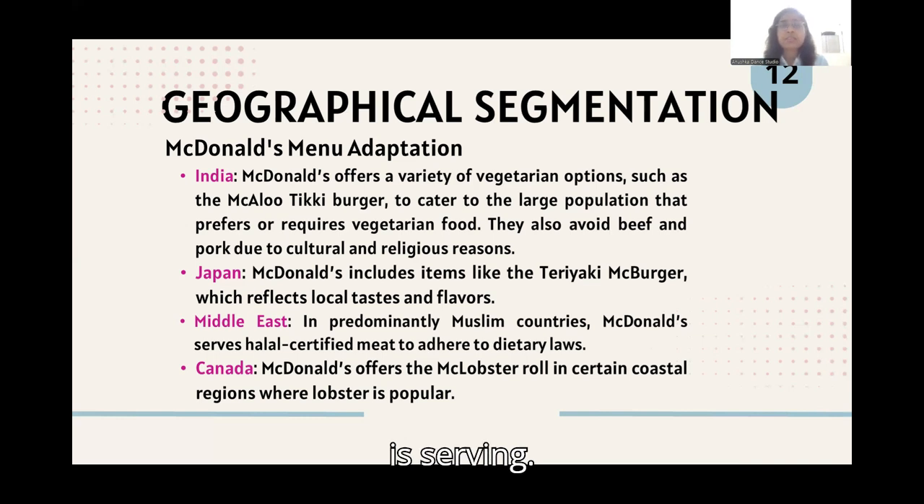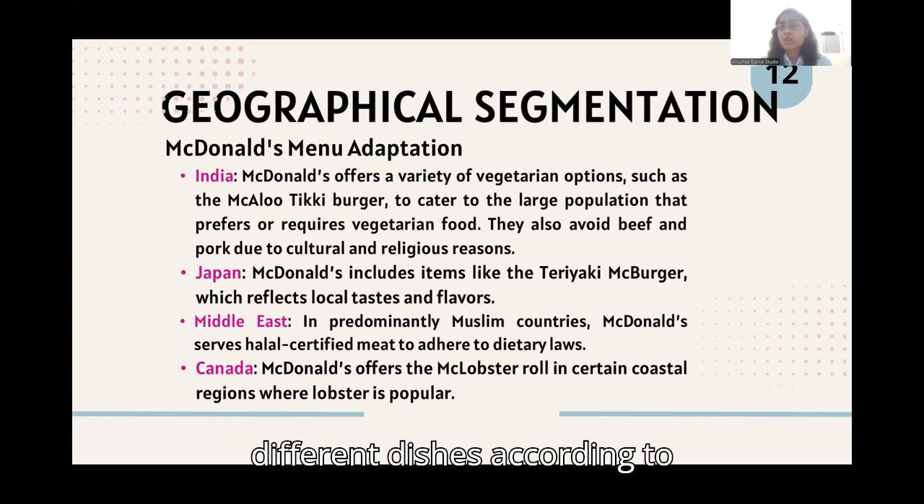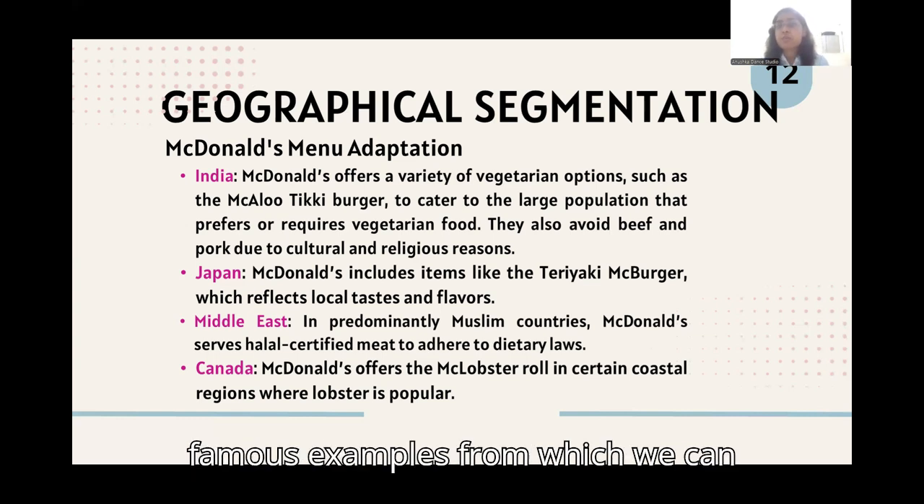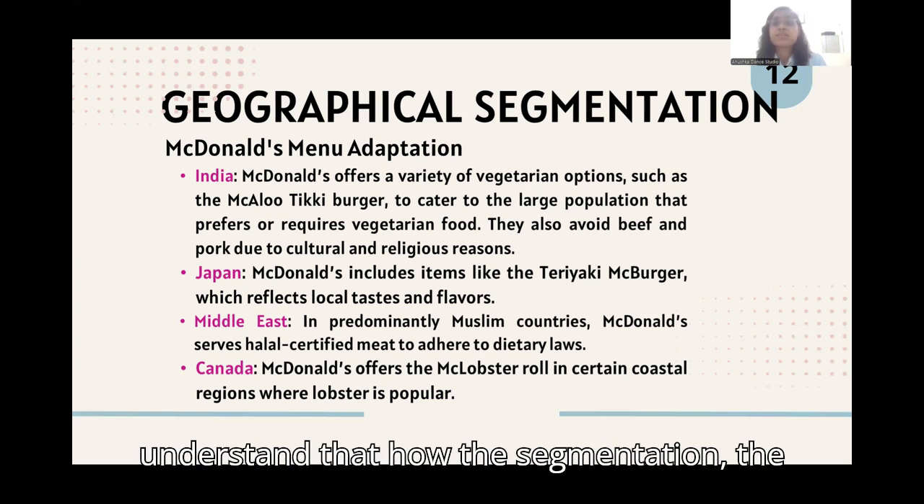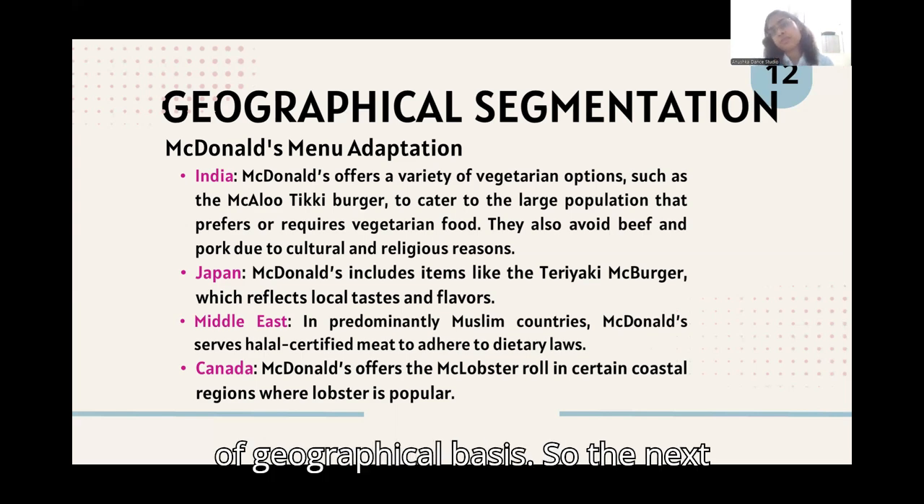In the Middle East, it is serving halal certified meat to adhere to the dietary laws. So there are different dishes according to geographical areas. This is one of the famous examples from which we can understand how the segments are made on a geographical basis.